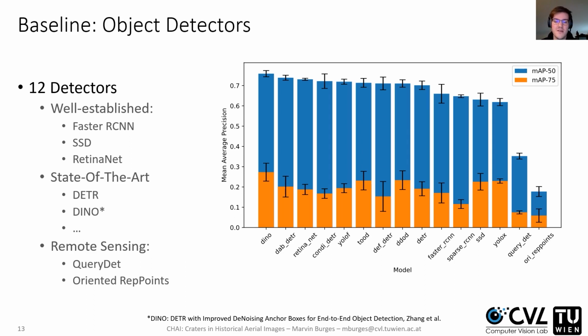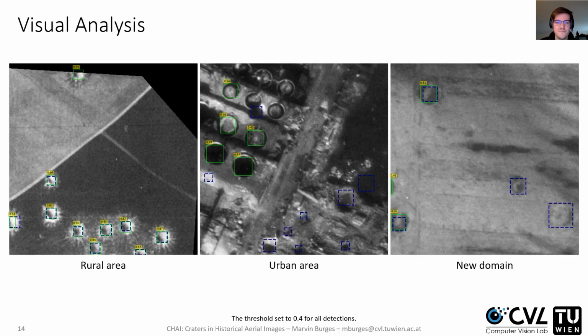And you can also see that DINO is the best performing model here. However, I want to note that this DINO is not the self-supervised DINO. Instead, it's DINO: DETR with improved denoising anchor boxes for end-to-end object detection from Zhang et al., because there was some confusion before.